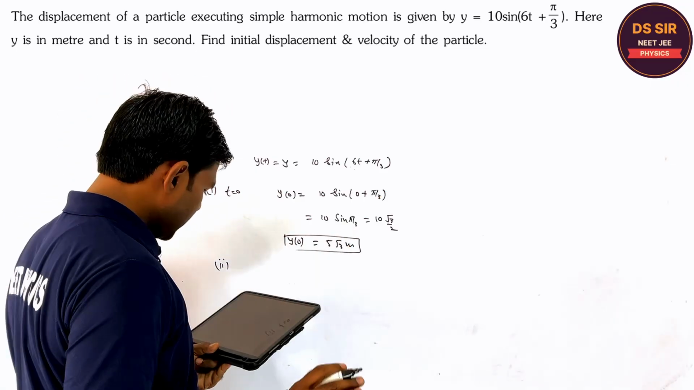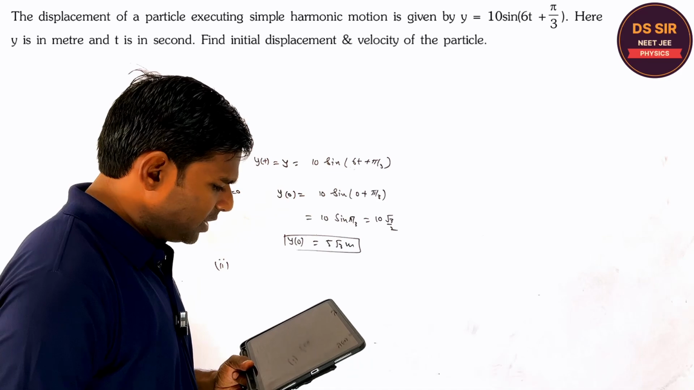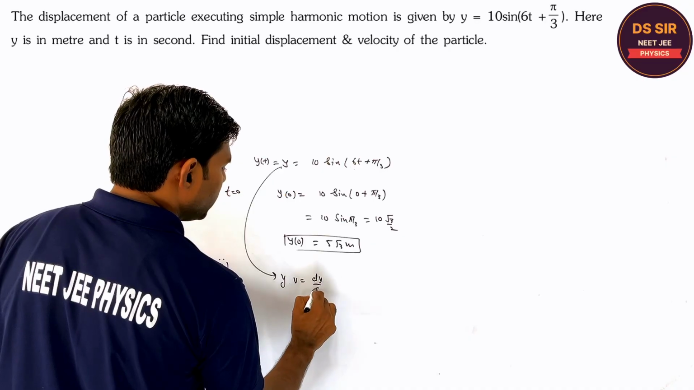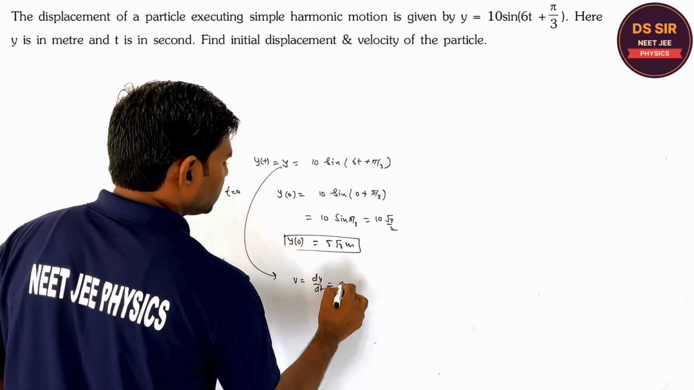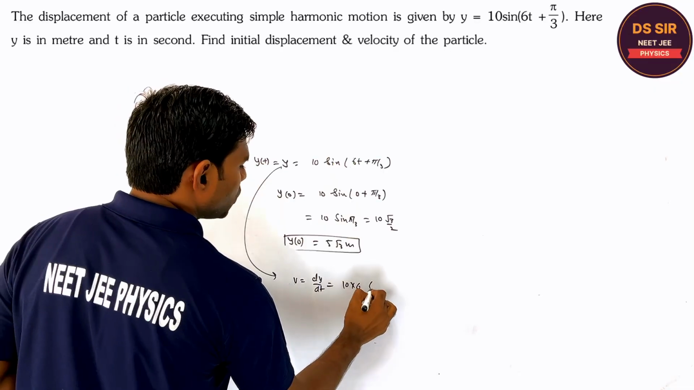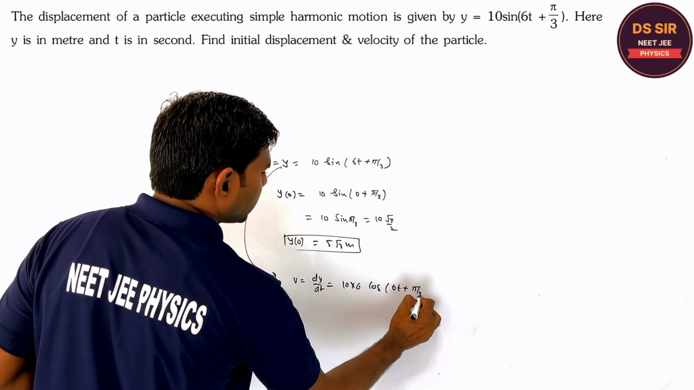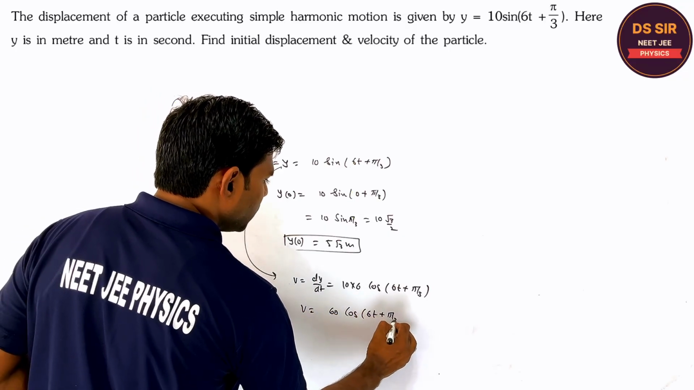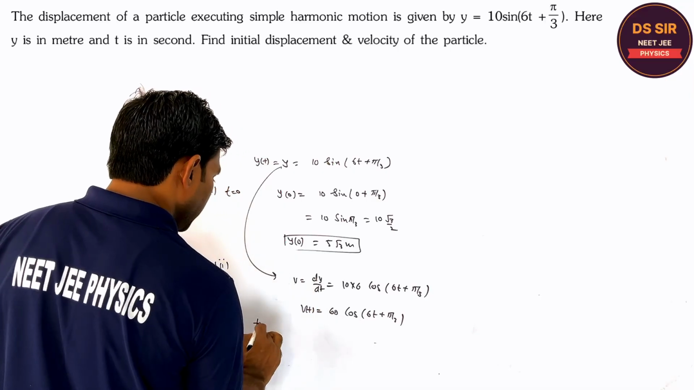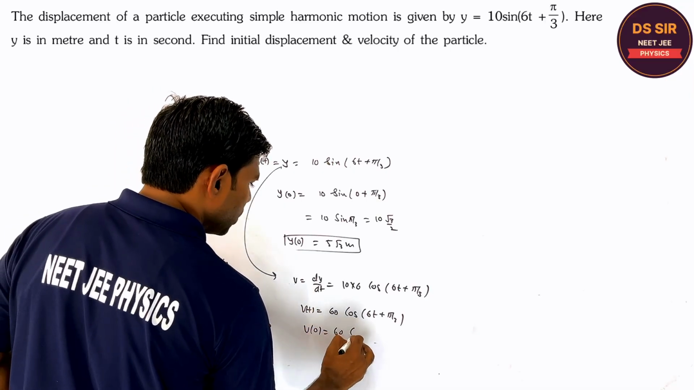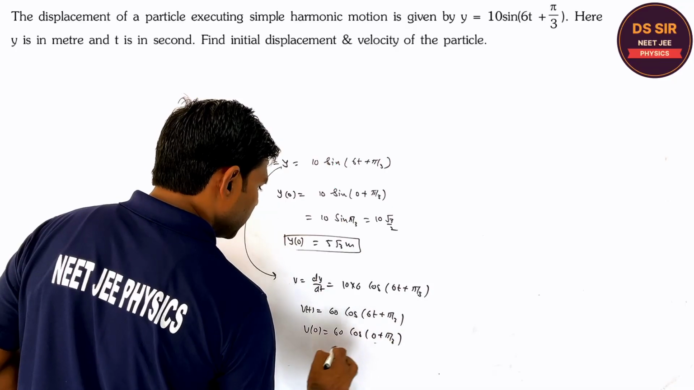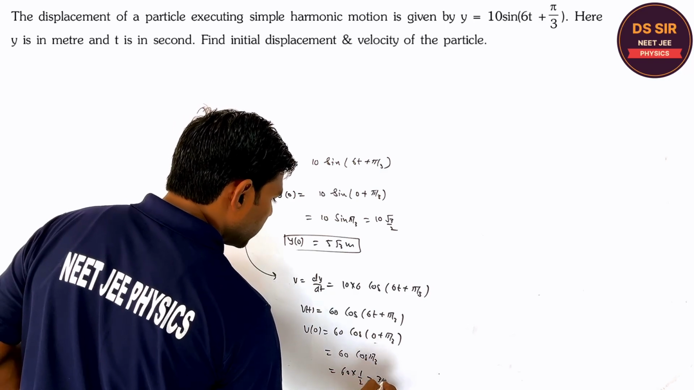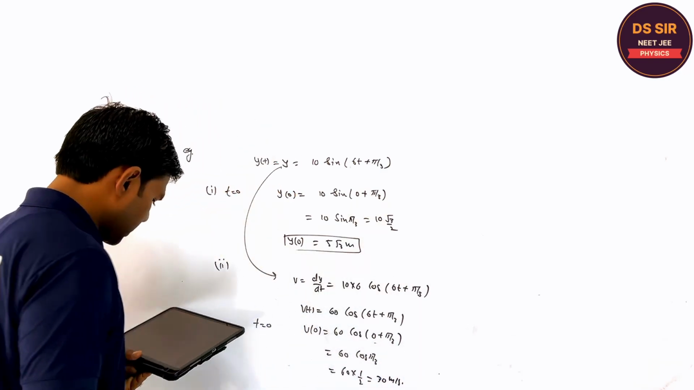The second part, what are they asking? They are asking for the initial velocity. So how to find the velocity? The velocity is found by dy upon dt. If you differentiate this, it is 10 into 6 cos(6t plus pi by 3). So velocity is 60 into cos(6t plus pi by 3), this is the velocity as a function of time t. At t is equal to 0, the velocity is 60 into cos pi by 3. 60 into 1 by 2 is equal to 30 meter per second, which is the correct answer.